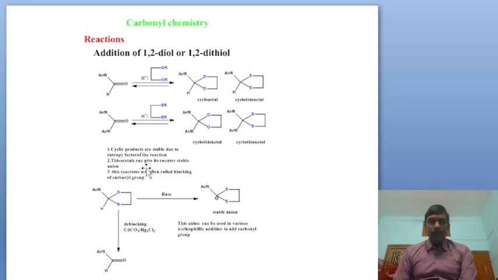The thioacetals can give stable anions in the presence of base. If we use a strong base with the thioacetal, it will form a stable anion, and with this stable anion we can carry out nucleophilic addition reactions at various electrophilic centers.